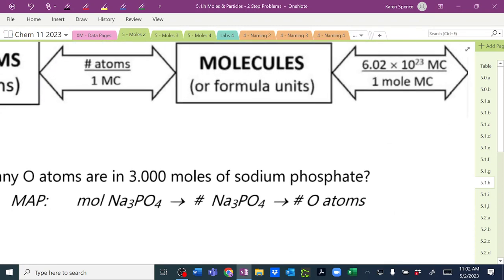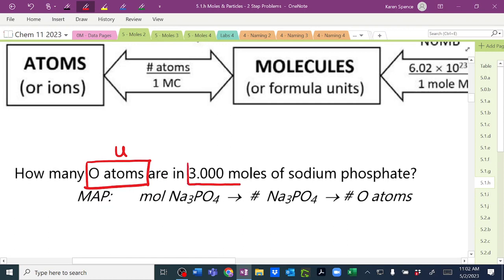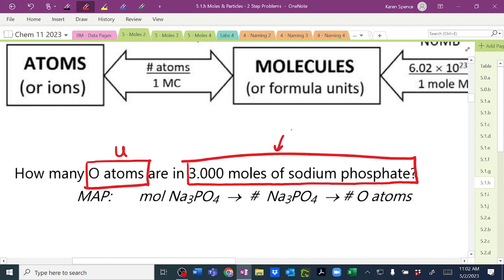How many O atoms, so that's our unknown, are in 3.00 moles of sodium phosphate? That is our initial quantity. So we are starting with 3.00 moles of Na3PO4. I'm going to highlight that in yellow because we're dealing with Na3PO4.